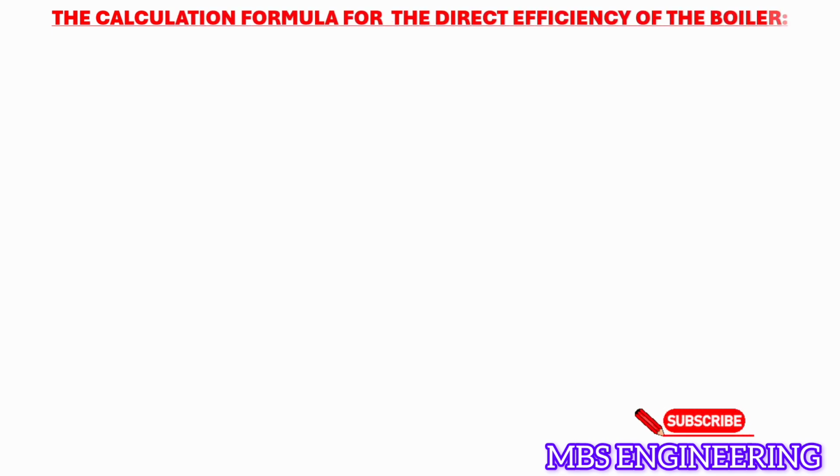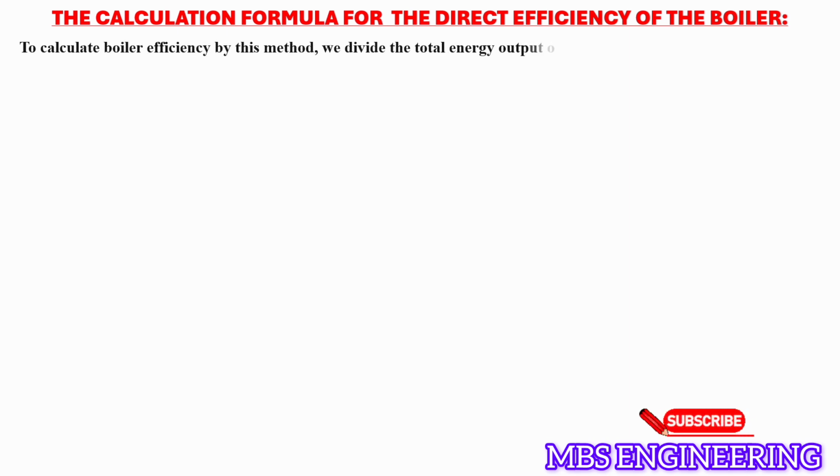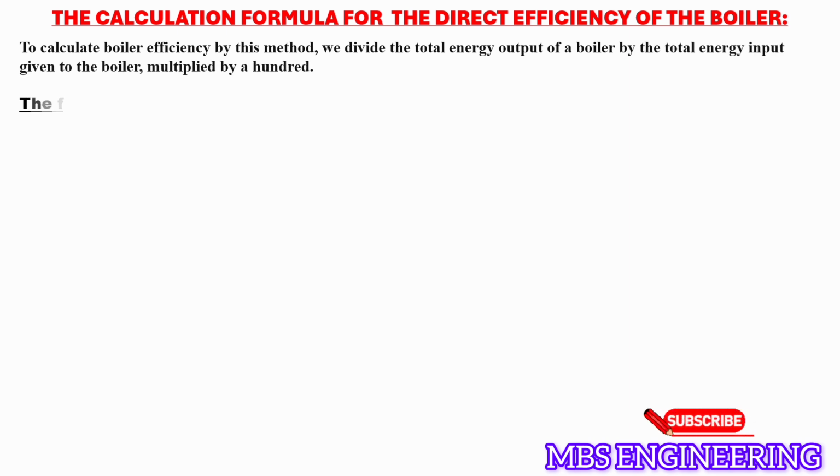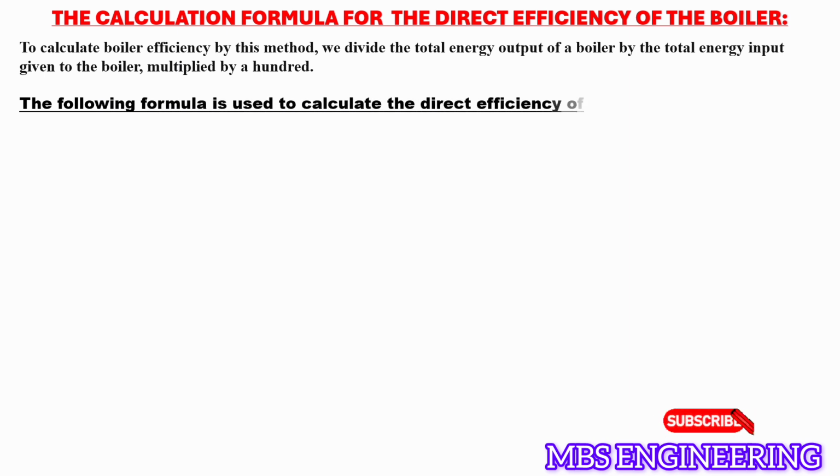Next, we will learn the calculation formula for the boiler efficiency using the direct method. To calculate boiler efficiency by this method, we divide the total energy output of a boiler by the total energy input given to the boiler, multiplied by 100. Next, the following formula is used to calculate the direct efficiency of a boiler.